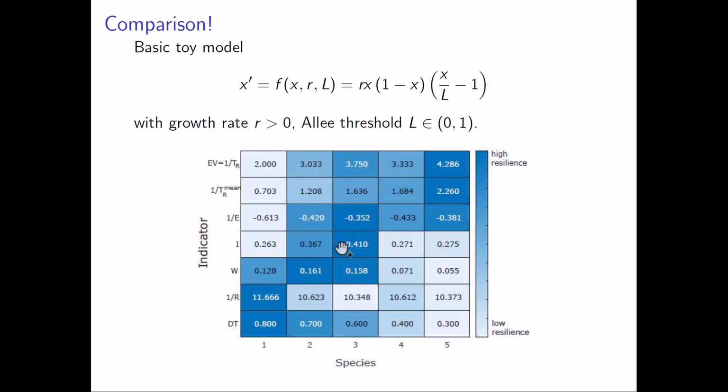So this shows you quite clearly that you could argue ad infinitum. If I don't really define resilience, then you could say, well, maybe this species is more resilient, or maybe that species is the most resilient. Because if you only looked at intensity of attraction, you would say species 3 is the most resilient. But if you only looked at mean return time, or the inverse return time, you would say species 5 is the most resilient.